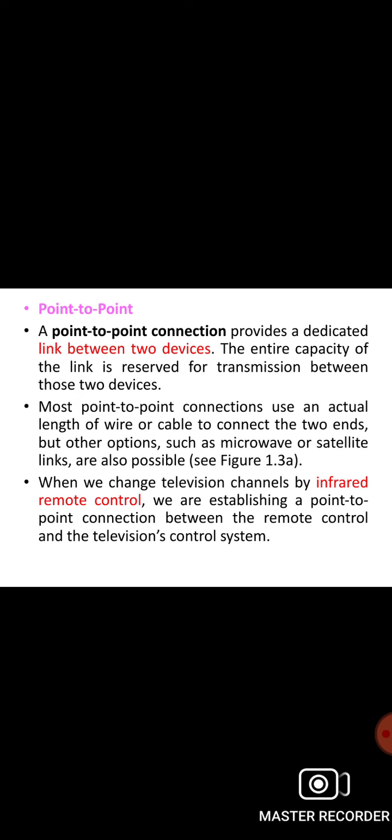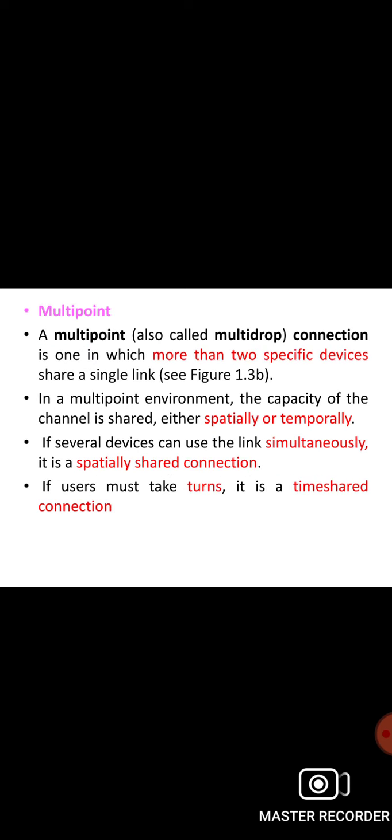A multi-point connection is one in which more than two specific devices share a single link. In a multi-point environment, the capacity of the channel is shared either spatially or temporally. If several devices can use the link simultaneously, it is a spatially shared connection. If users must take turns, it is a time shared connection, that you can see in this diagram.